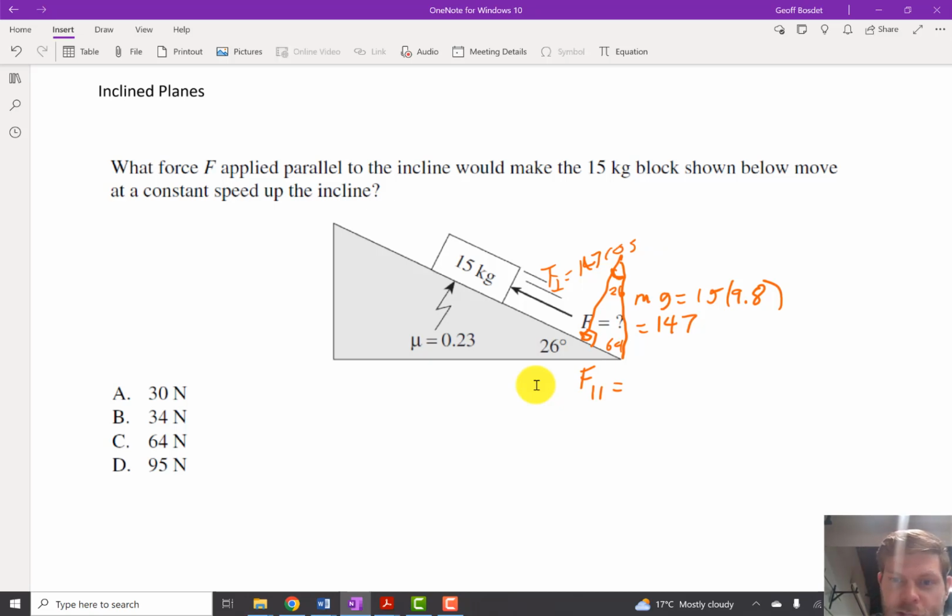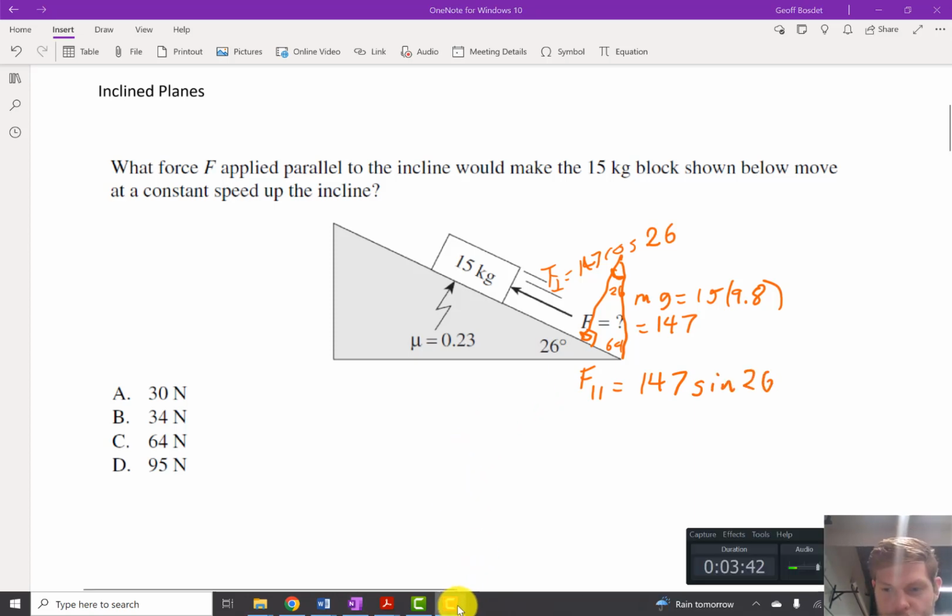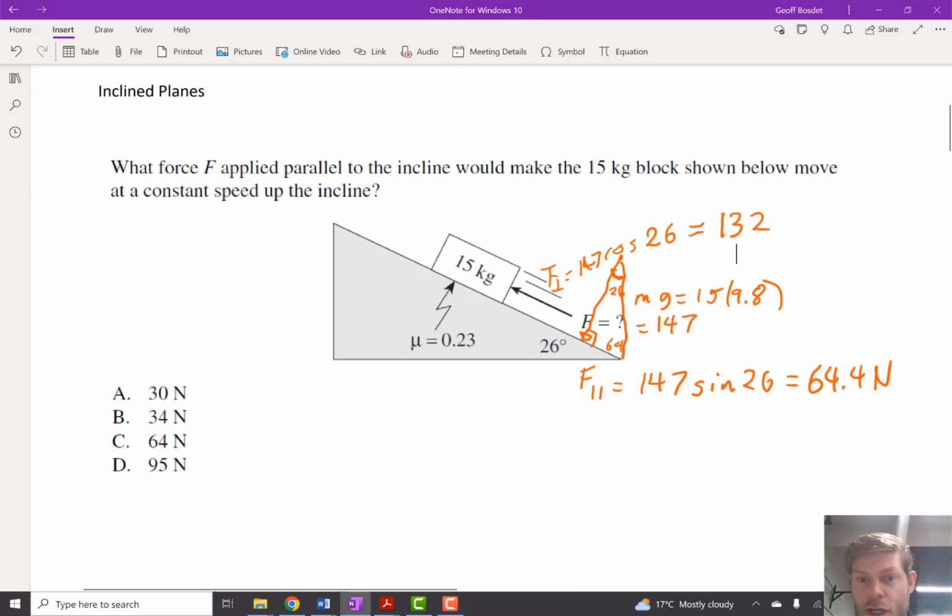Anyway, so our theta is 26, and we'll solve for this as well. 147 sine 26, and all right, so I calculated that our perpendicular component is 132 newtons, and our downslope component is 64.4 newtons. And our question here is, what force would we have to exert here to make the 15 kilogram block shown below move at a constant speed up the incline?